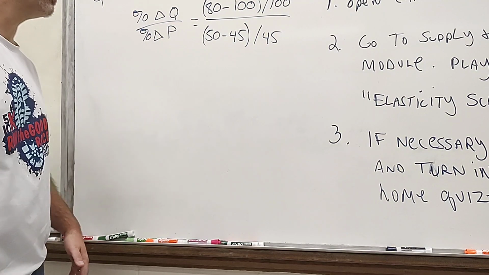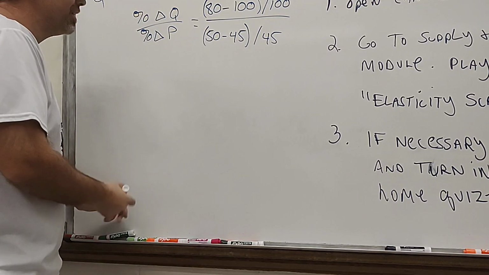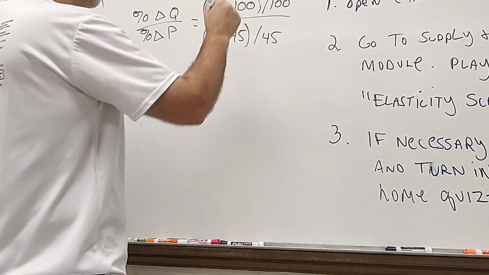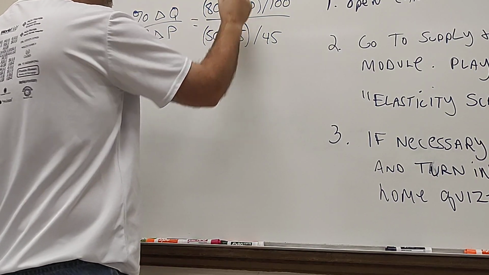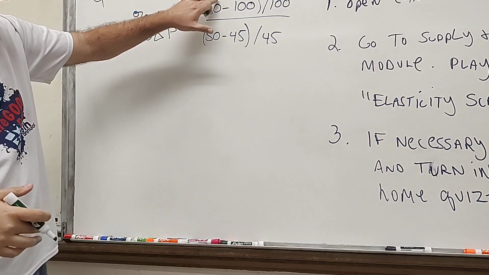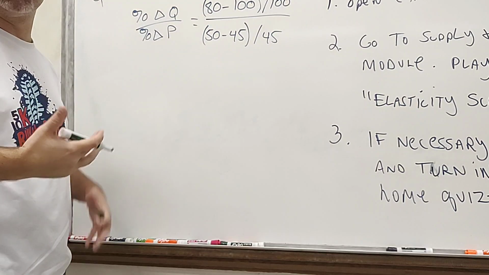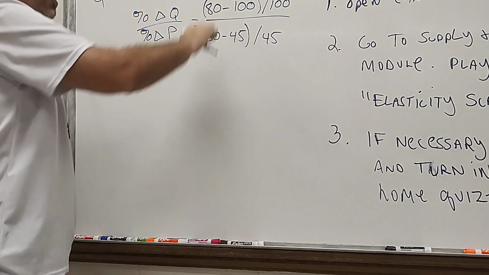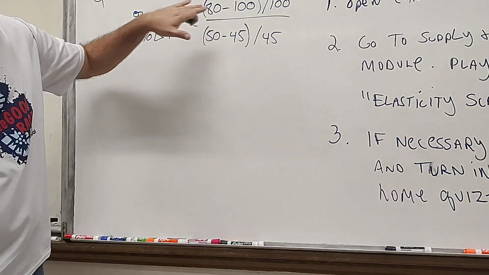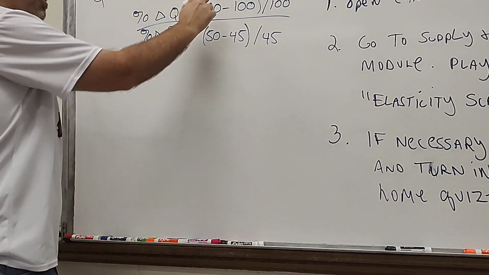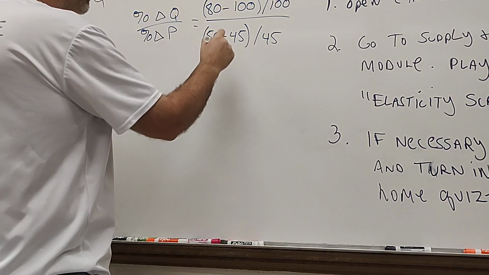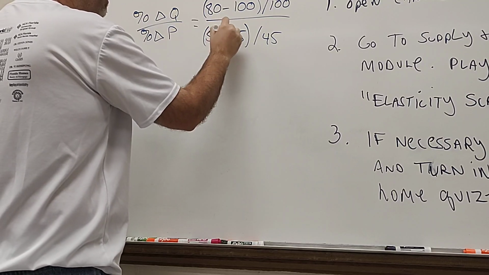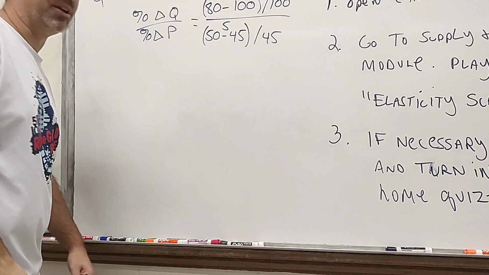We're going to do our parentheses first. So let's take a look here. I've got 80 minus 100. That's going to be a negative 20. Now realistically, the sign doesn't matter because we're going to be doing absolute value here. So realistically, the fact that it's negative versus positive doesn't really matter. So negative 20 over 100. Down here, 50 minus 45, that is 5 over 45, okay?